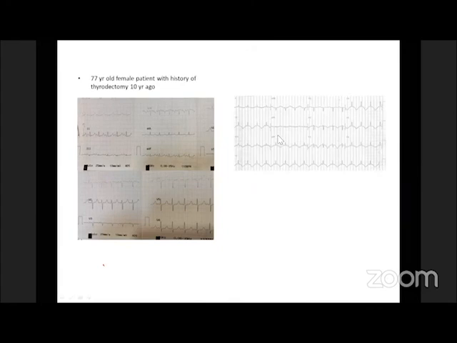This is another example of long QT, but it is due to raised intracranial pressure. This ECG is taken from a patient with subarachnoid hemorrhage. There is ST inversion, as I mentioned before, and there is long QT.